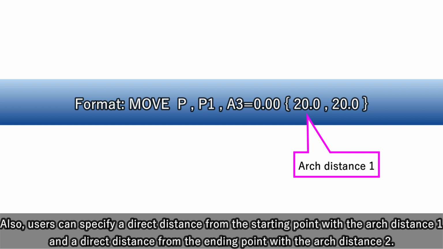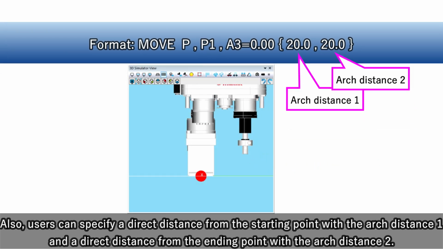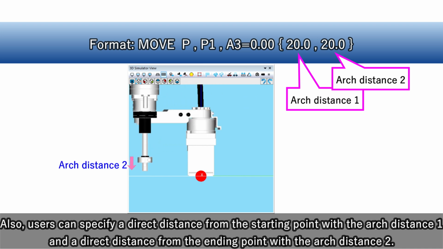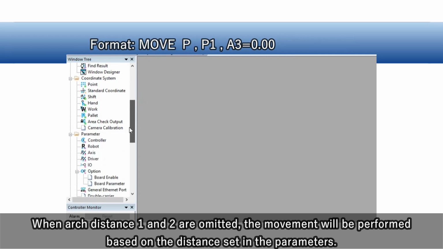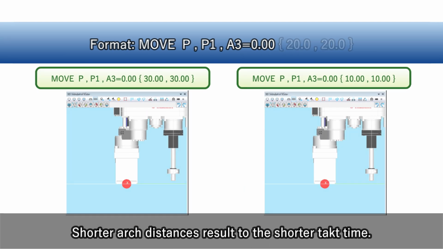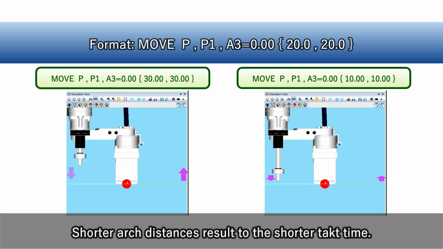Also, users can specify a direct distance from the starting point with the arch distance 1, and a direct distance from the ending point with the arch distance 2. When arch distance 1 and 2 are omitted, the movement will be performed based on the distance set in the parameters. Shorter arch distances result in a shorter takt time.